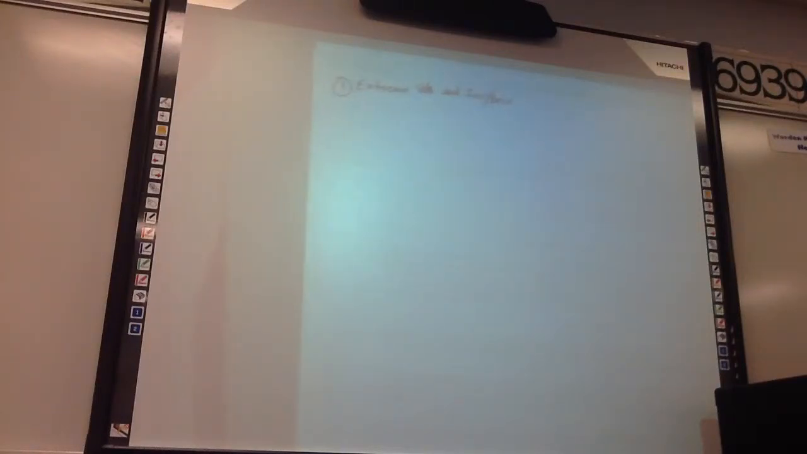What does that say? Extreme values and increasing and decreasing. It'll say find the extreme values and the intervals on which the function is increasing and the intervals on which the function is decreasing. I just wrote increasing and decreasing.